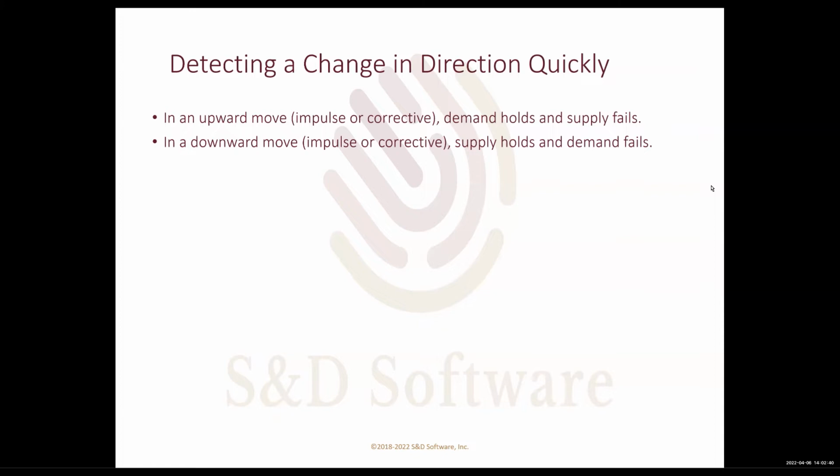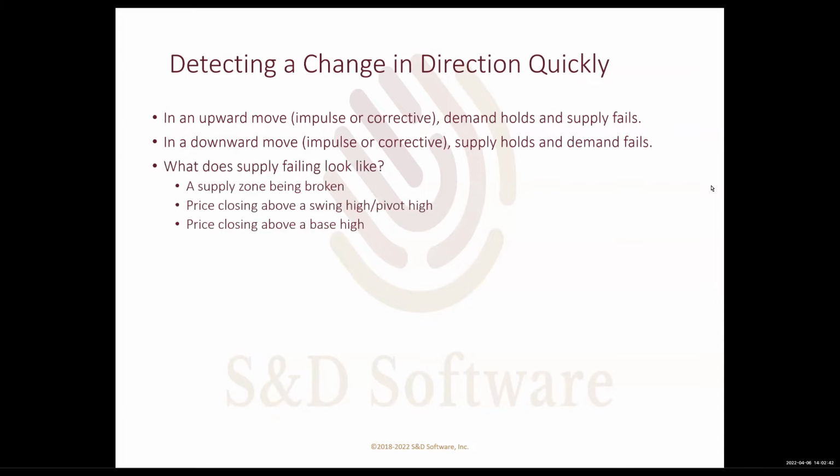So for our upward move, what does supply failing really look like? Well, the most obvious one is if you actually have a supply zone and it's broken. Okay, price goes through it. However, we also have the swings that we've talked about and the base highs that we've talked about in part one.